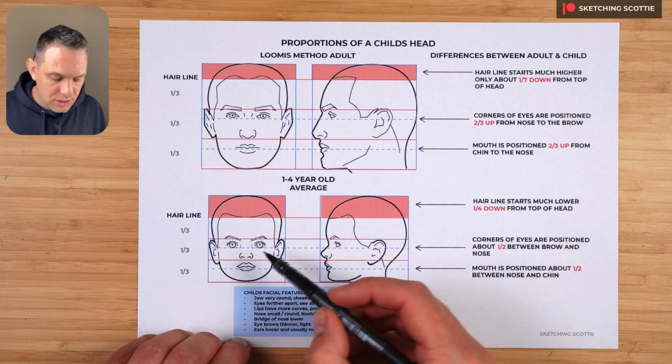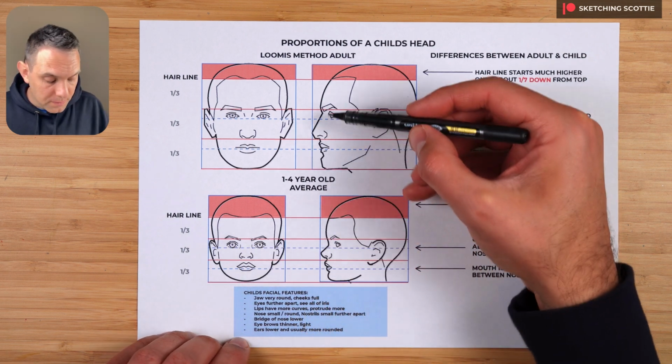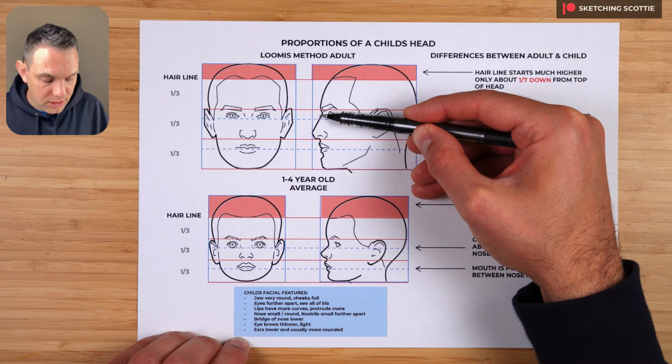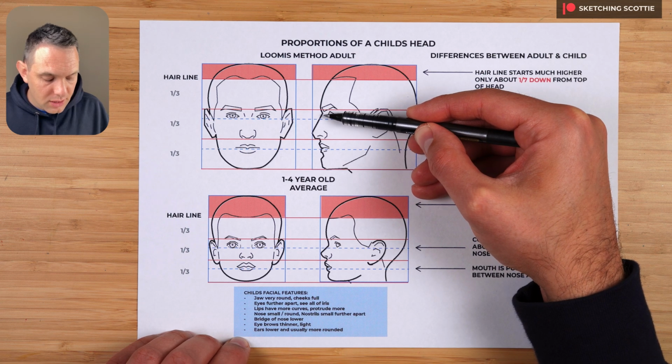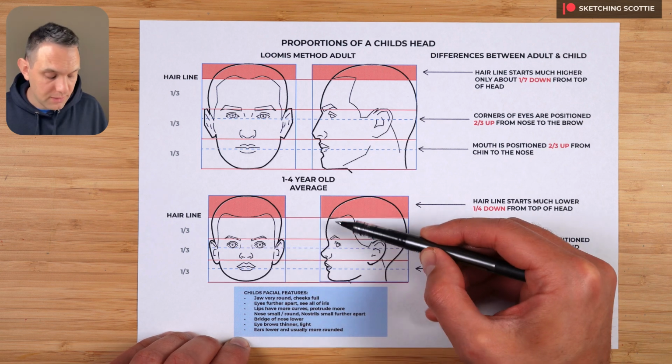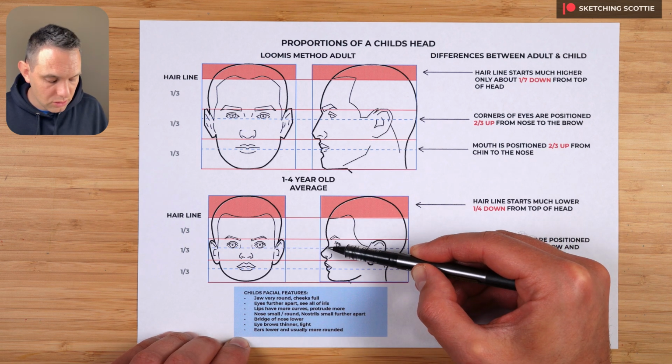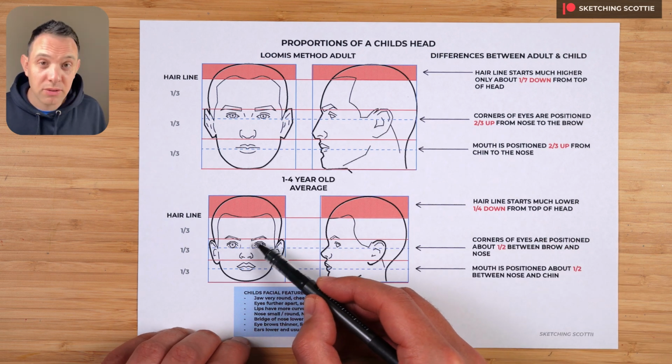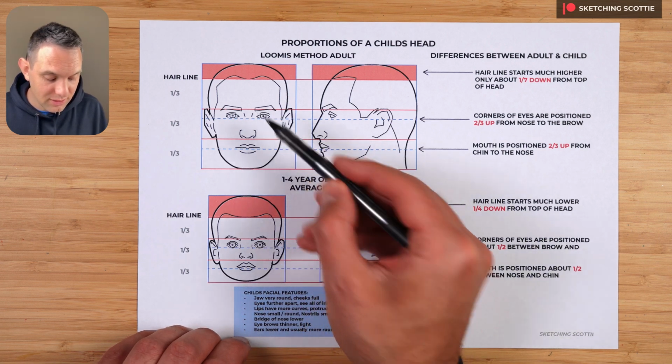The next thing I want to mention is the bridge of the nose. See the bridge here? Comes up to about there, in line with the eye, and it's quite high. But with a child, it's very flat through there. So it's quite rounded and it comes a lot lower. The eyebrows are a little bit thinner and more clear than an adult.